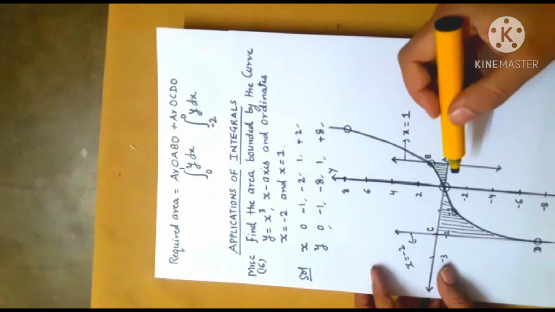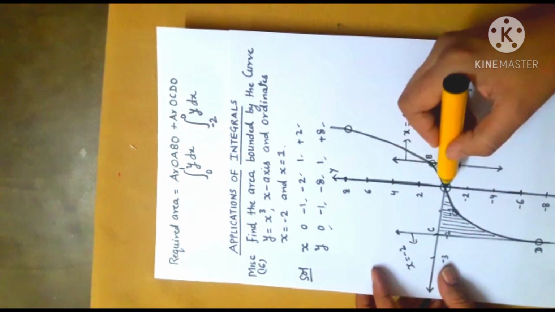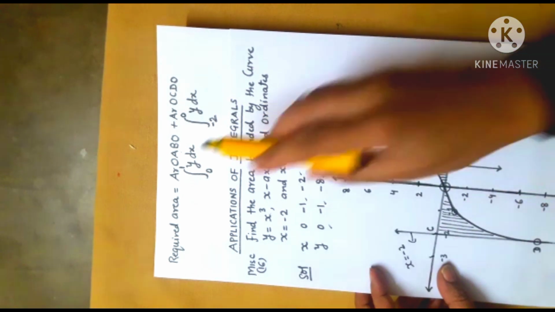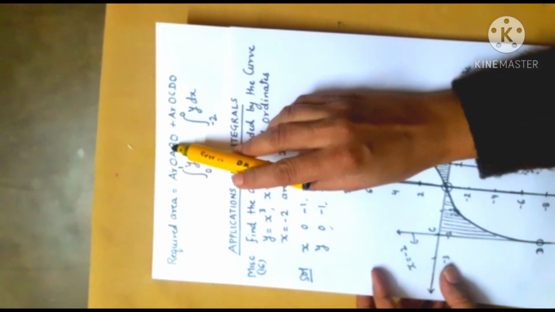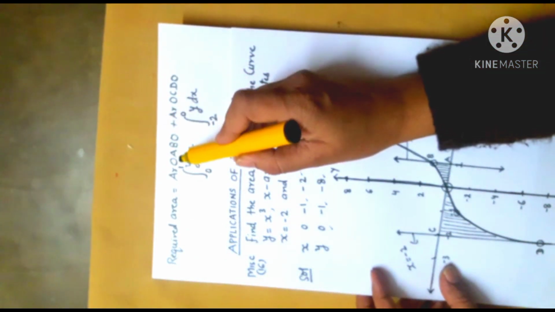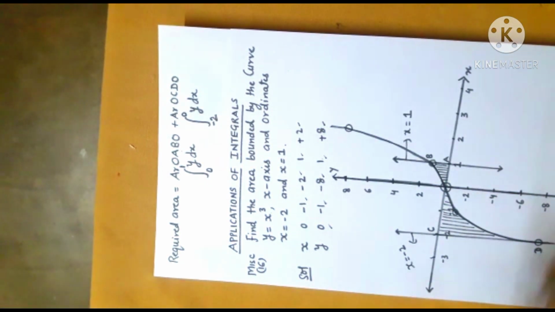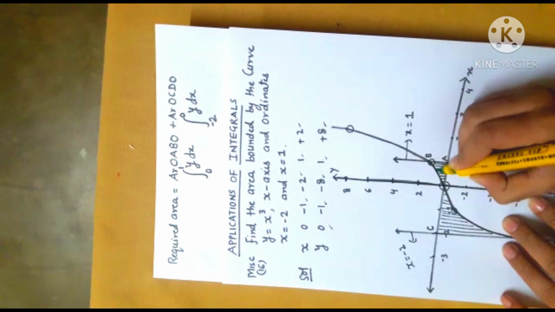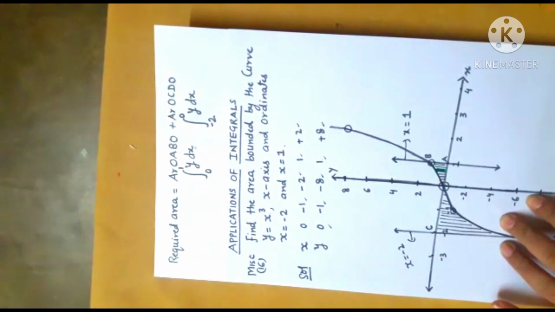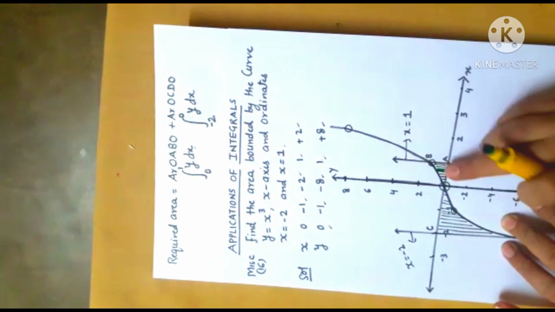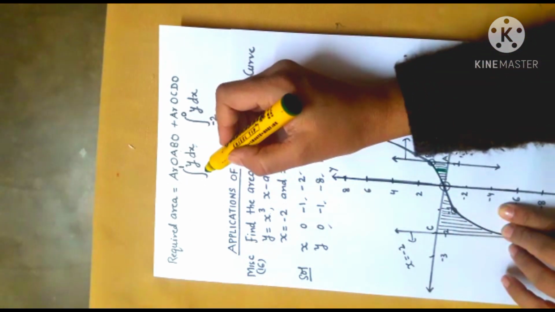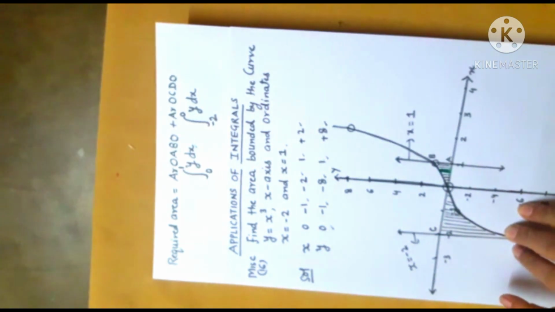So the required area is area OABO plus area OCDO. So first we will find out this area and then this area, right? Now to get the area of this region OABO, I'll consider a vertical strip here. Width of the strip will be dx, length of the strip will be y, and to cover this area, the strip will move from 0 to 1. So limits of integration will be from 0 to 1.